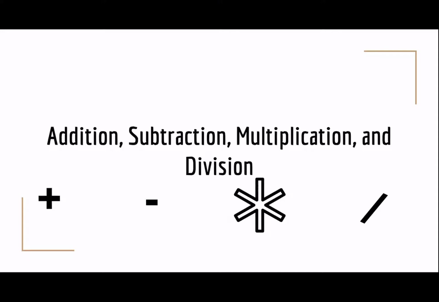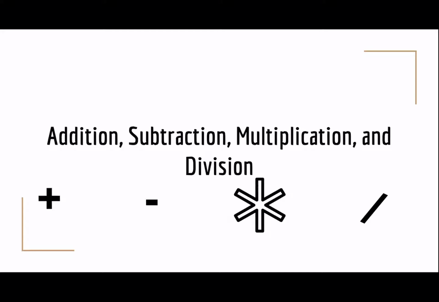Now for your subtraction operator, you will also be using a minus sign like you have throughout your whole life. So you can subtract your two operands with your variables, and the minus operator will subtract the value of the second operand from the first operand.